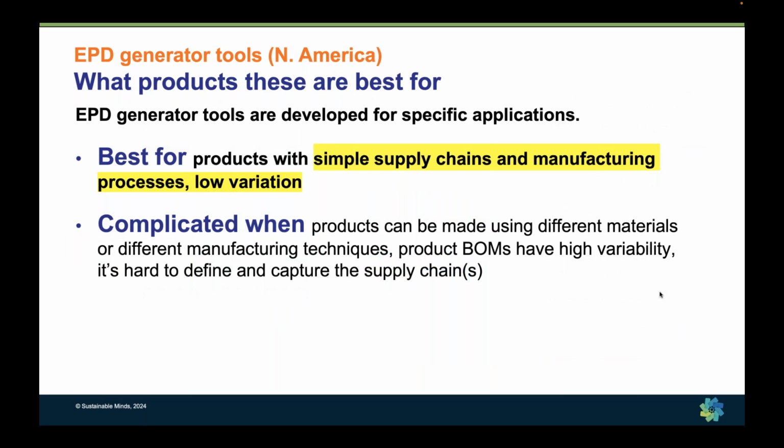So all things considered, these generator tools are really best for products that have a short list of possible ingredients with supply chains and a low variation in manufacturing techniques. That's because every time you introduce a new variable or a new variation, it needs to be accounted for in the model. So that can make using and updating the tool a little more complicated, especially when it's meant to cover products that can be made with different materials or by using different manufacturing techniques, or the list of possible raw materials used in that product type is vast.